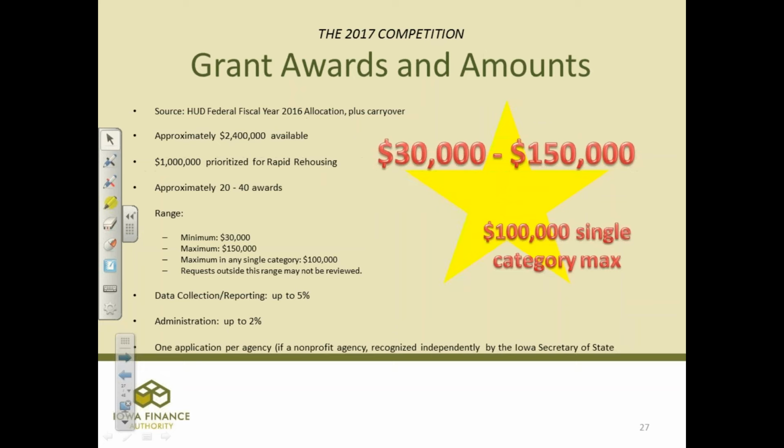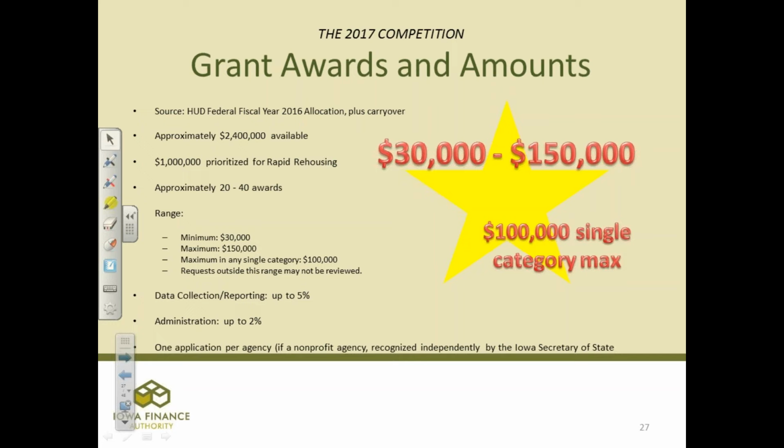Okay, grant awards and amounts. This is just like last year. We're allowing a minimum grant application for $30,000, maximum of $150,000. We are retaining our $100,000 single category maximum. That means that, let's say you're an agency that provides shelter and you also want to do rapid rehousing. So you could apply for up to $100,000 in one or another of those categories, and then another $50,000 in the other category for a total maximum of $150,000.